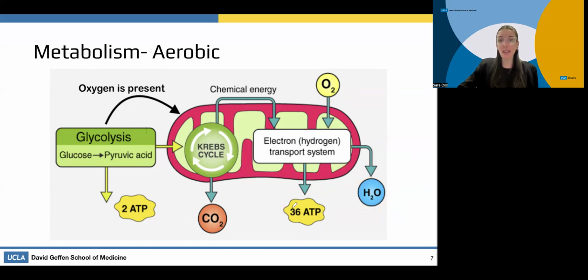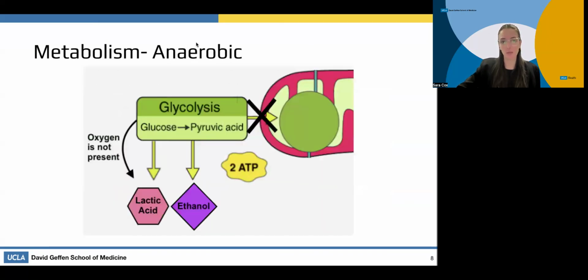And this is a really effective way of making energy, right? We ended up with 36 plus 2, 38 ATP molecules through aerobic metabolism. Now, what if for some reason oxygen is not present? Well, then instead of going through aerobic metabolism, we go through anaerobic metabolism.